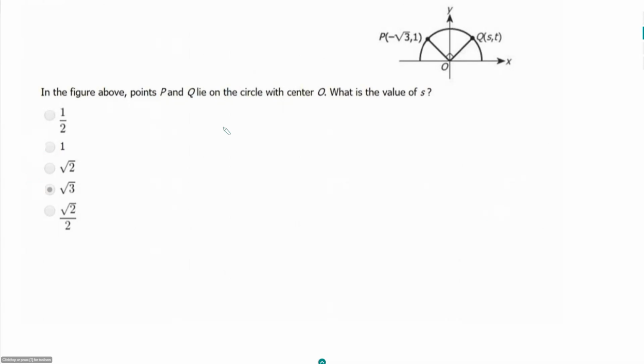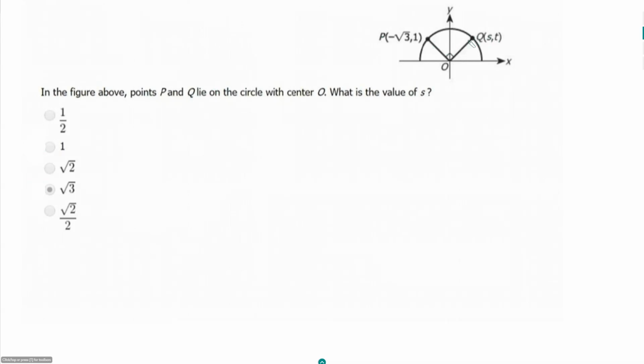In the figure above, points P and Q lie on the circle with center O. What is the value of S? So I will redraw this diagram here, this tiny thumbnail of a diagram. But let's see if there's anything we can just sort of eyeball about this.